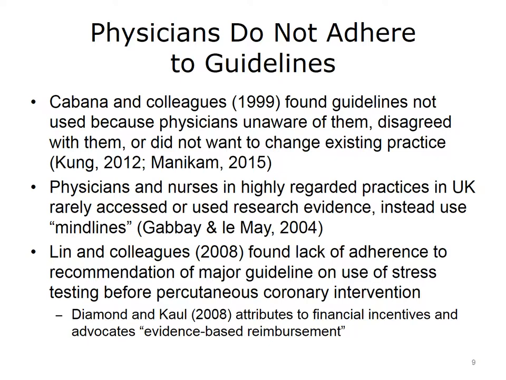That is, according to the best evidence and the guidelines that incorporate this evidence, patients should not have percutaneous coronary interventions, such as coronary angioplasty or stent placement, unless they have symptoms documented by stress testing. Yet many cardiologists skip the step of stress testing and move straight to the percutaneous coronary intervention. In an editorial, Diamond was concerned about this finding, and he attributes the situation to financial incentives for such intervention and advocates what he calls evidence-based reimbursement.